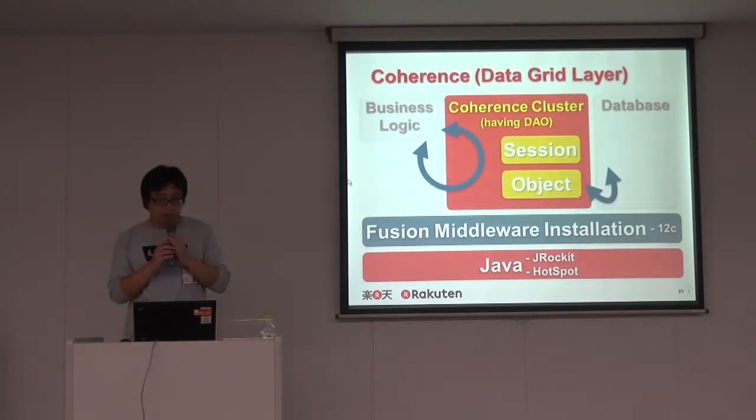Coherence is Java-based data grid software supporting in-memory access. Usually, the Coherence server has data access objects, and objects stored in Coherence can be updated to the database later. This function is called write behind. We can improve our application performance dramatically by using the write behind function. And we are supporting 12c for Coherence on ExaLogic.